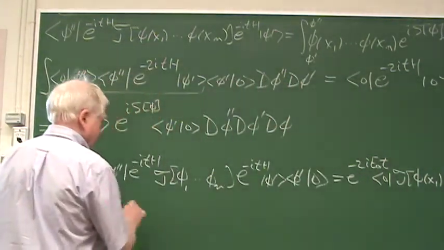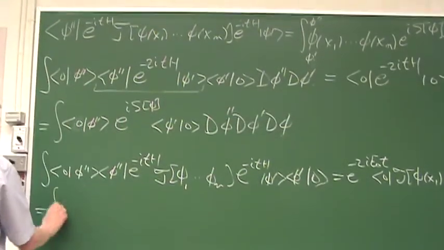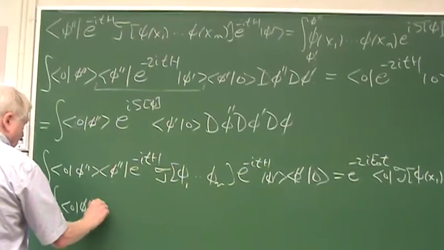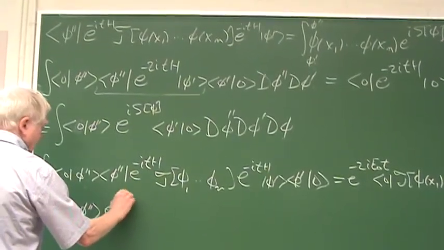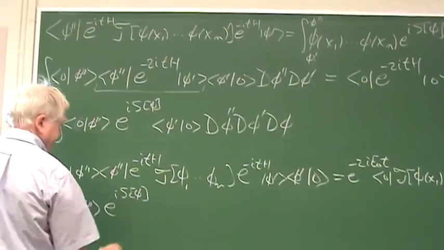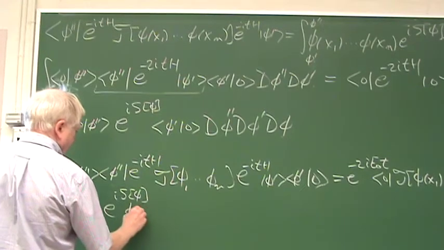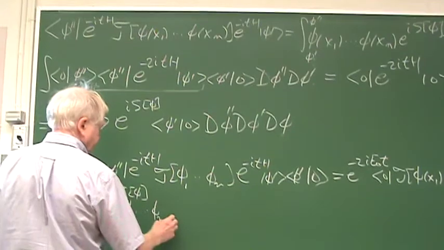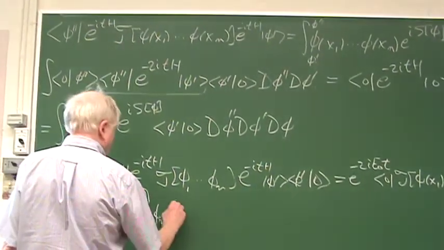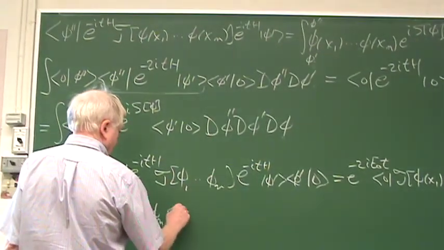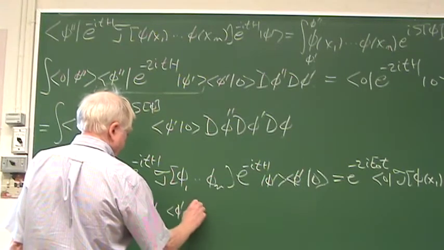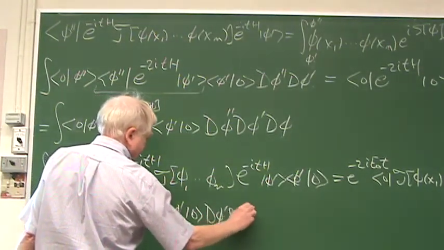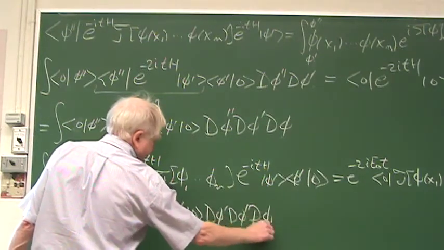And on the other hand, this thing is equal to an integral 0 phi double prime e to the i s of phi 1 ... phi n. And now phi prime 0. And now d phi prime, d phi double prime, d phi.